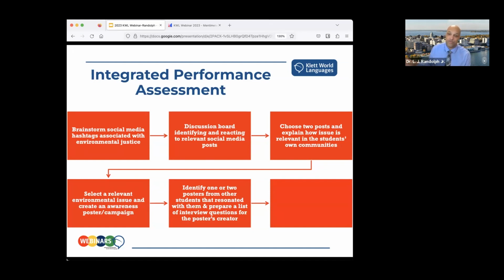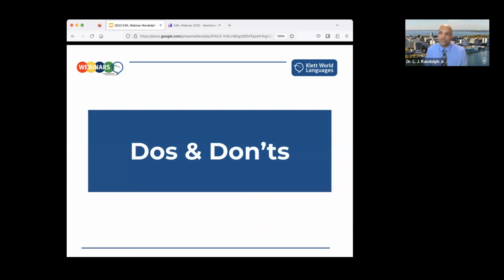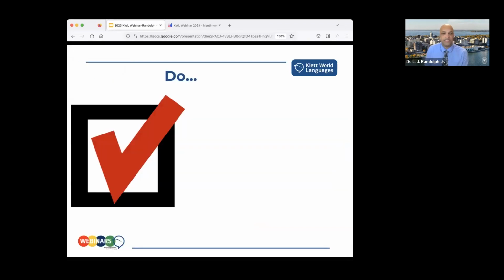Students identified 1 or 2 posters from another student that resonated with them, and they prepared a list of interview questions for that poster's creator. Then finally, they engaged in an interpersonal dialogue with that student based on the interview framework. And they developed action steps, including identifying organizations already engaged in that work. Again, I'm not trying to get my students to think about how they can start from scratch and solve these problems as if they're the only people to ever have thought about it, but really, how can they align to other work? I want to conclude before we do our Q&A with some do's and don'ts.